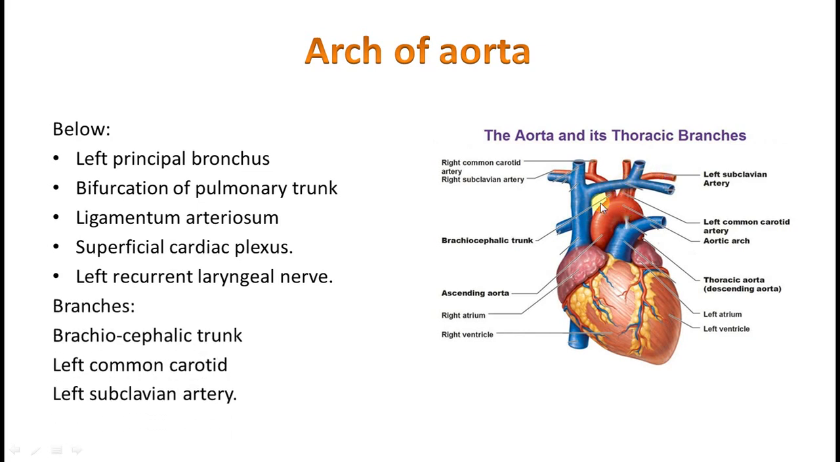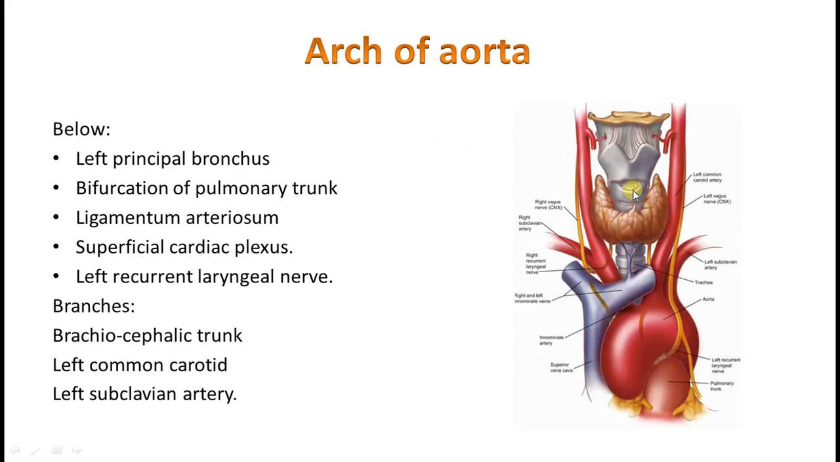So branches of the arch of aorta are mainly the right brachiocephalic trunk, left common carotid and left subclavian artery. You also have occasional branches like arteria thyroidea ima. Sometimes your left vertebral artery will arise from the arch of aorta. These are all not normal branches. Sometimes your internal thoracic artery and left bronchial artery might arise. So these are the branches, the right brachiocephalic dividing into right common carotid and right subclavian. This is the left common carotid and left subclavian artery.